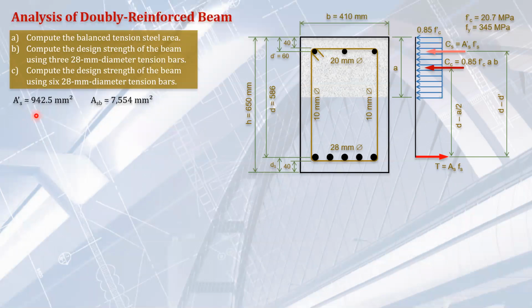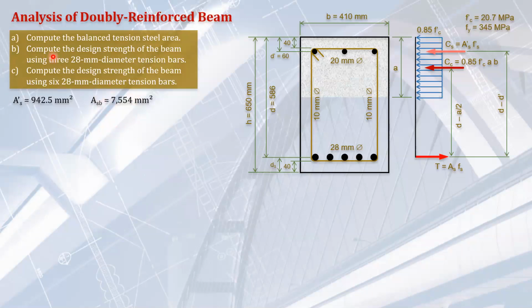Okay, let's have letter B. Anyway, ito yung ating AS prime. Ito na ngayon yung ating AS balance. Pwede mo yan gawing raw, pero AS balance na lang. So ano ba yung gamit ng AS balance na yan? Of course, just like in singly reinforced, we can immediately tell if the tension steel will yield or not by comparing the area to that.